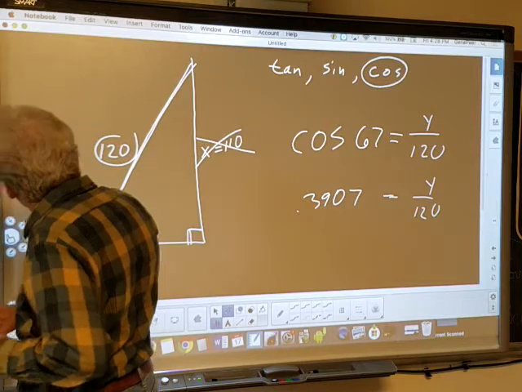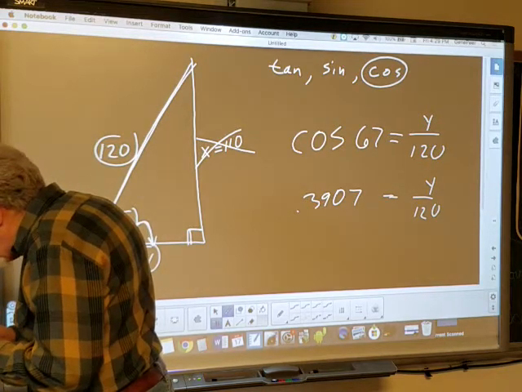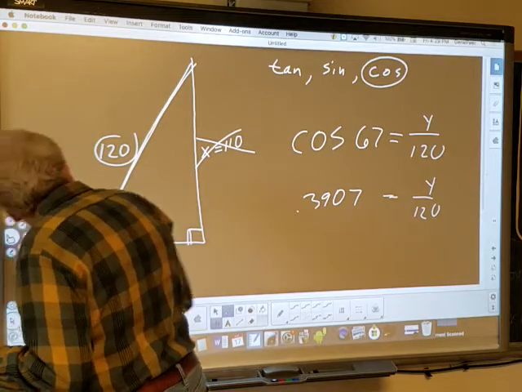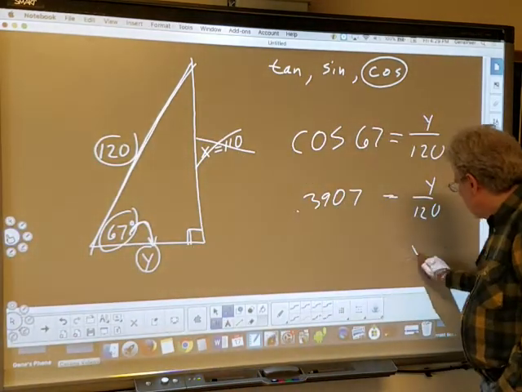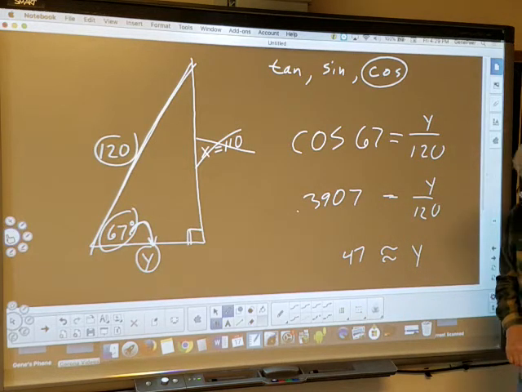This is still example 1. It comes out to be about 47, rounded to the nearest whole number.